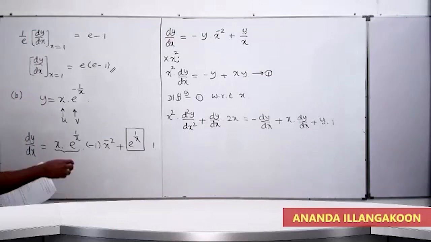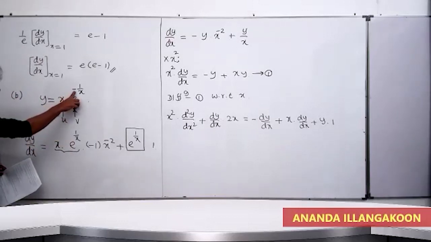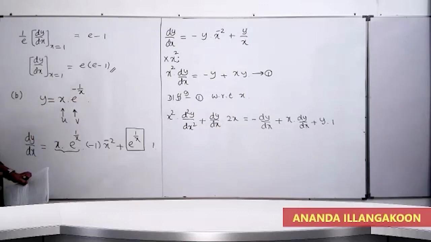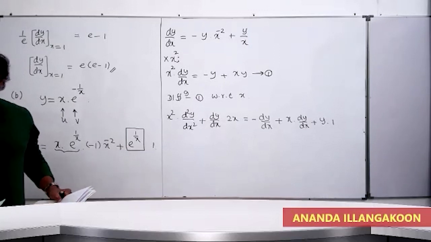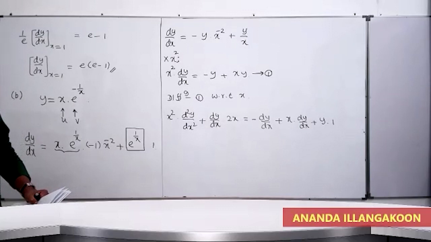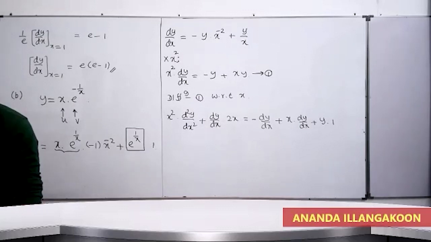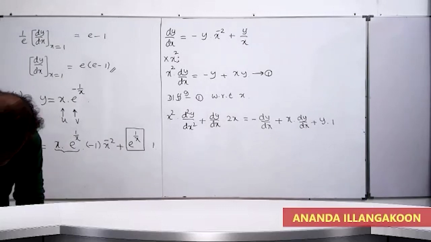People, here in the given question, there should be a minus sign: e to the power minus 1 upon x. Please correct that, because I have worked out the question, but in the tutorial I haven't corrected that mistake. Please do that, people, again. That minus sign, something like that, we can see.